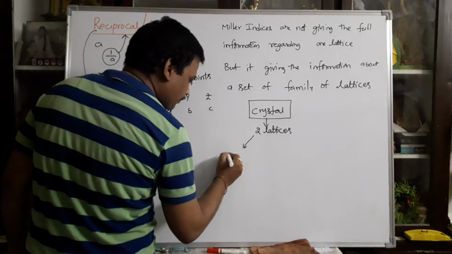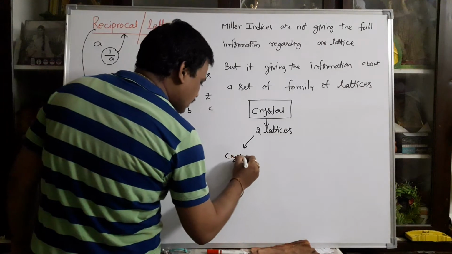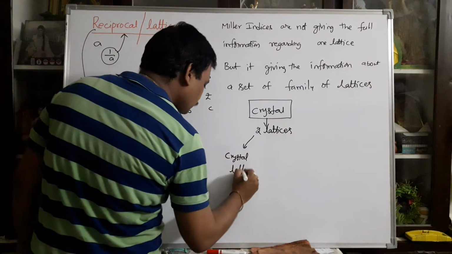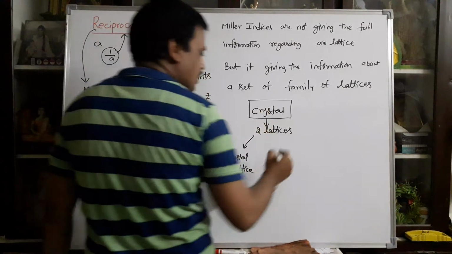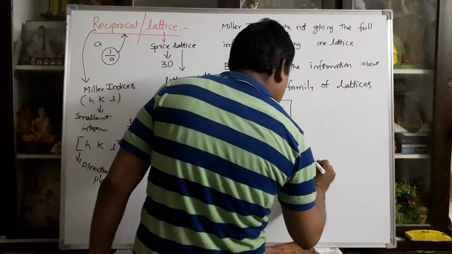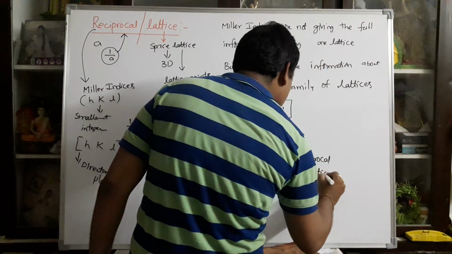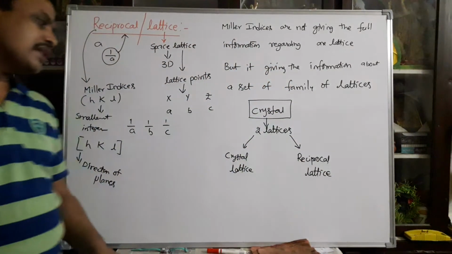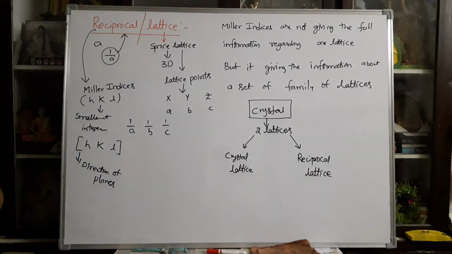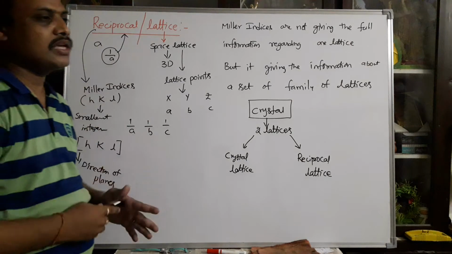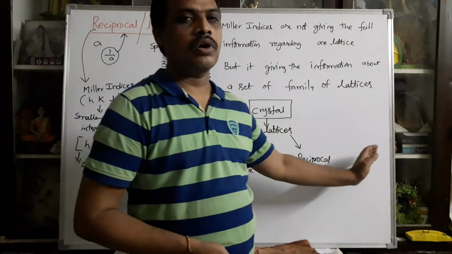First one is crystal lattice. Second one is reciprocal lattice. So every crystal consists of two lattices. One is crystal lattice, second one is reciprocal lattice. So in every crystal there exist two lattices, crystal lattice and reciprocal lattice.